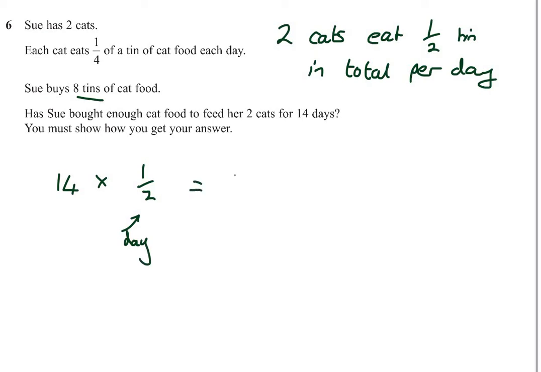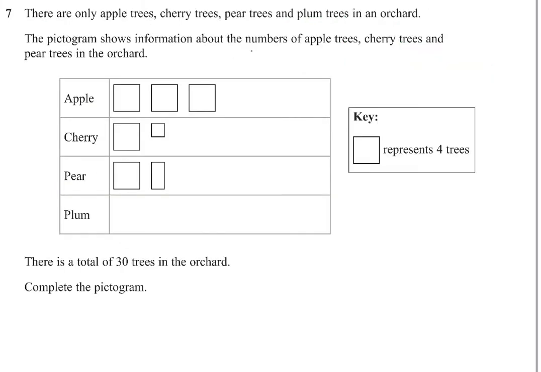And 14 times a half is just 7. So that's 7 tins. So yes, we do have enough food. Right, question 7. There are only apple trees, cherry trees, pear trees, and plum trees. The pictogram shows information about the number of apple trees, cherry trees, and pear trees.